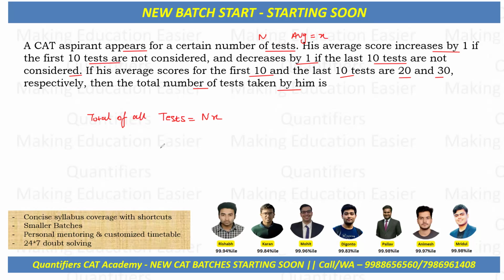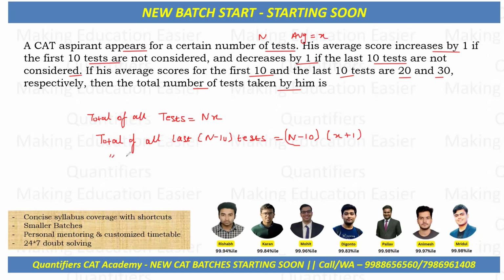Now they are saying that if we leave out the first 10 tests, that means they are talking about the last n minus 10 tests. So I write here the total of all the last n minus 10 tests. This will be equal to the number of tests, which is n minus 10, into the average. Average increases by 1, so it becomes x plus 1.